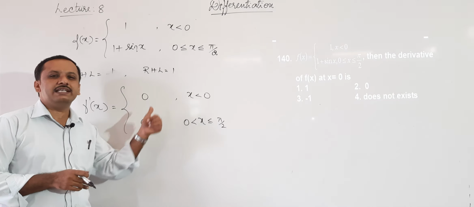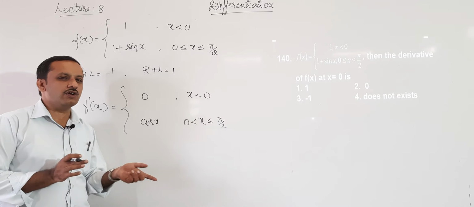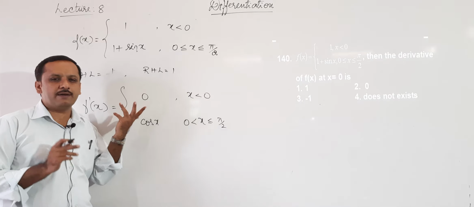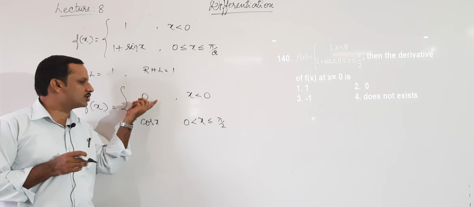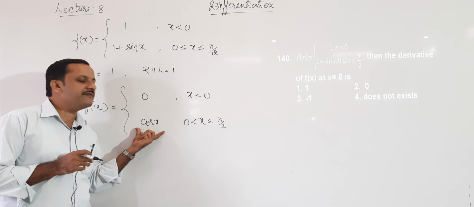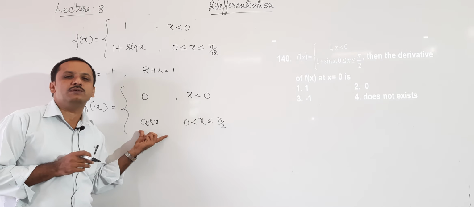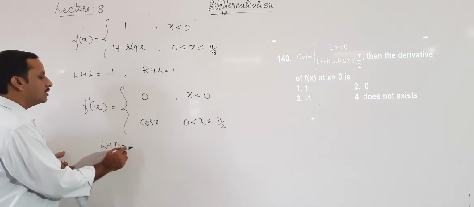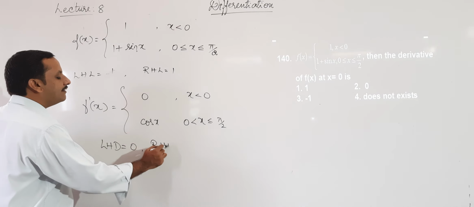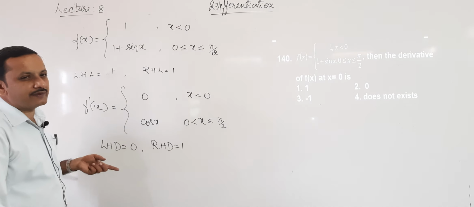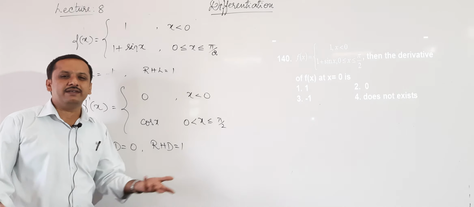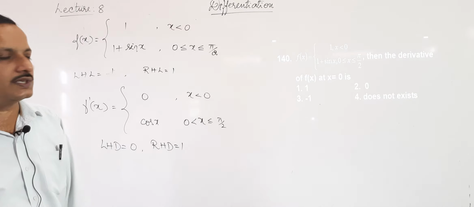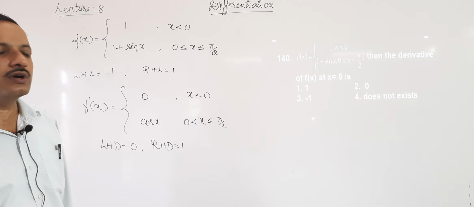Now to test whether it is differentiable or not at 0, what you have to do is put x equal to 0 in both the cases. Here when I put x equal to 0, I have 0 only, whatever I substitute I will get 0 itself. And here if I put x as 0, I am getting cos 0, which is equal to 1, which suggests that left hand derivative is equal to 0 and right hand derivative is equal to 1. Left hand derivative is 0, right hand derivative is 1, therefore the function is not differentiable at x equal to 0. Hence the answer is does not exist.